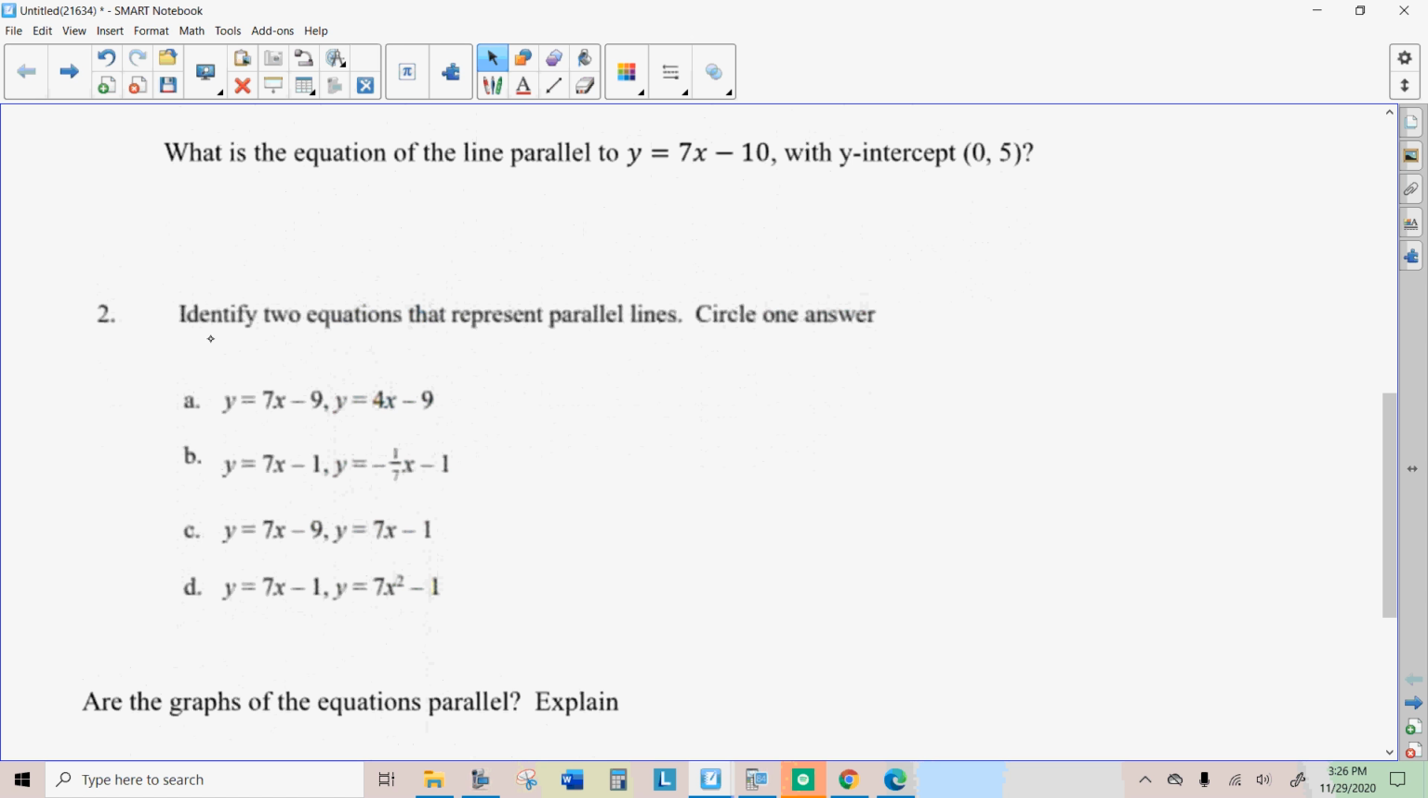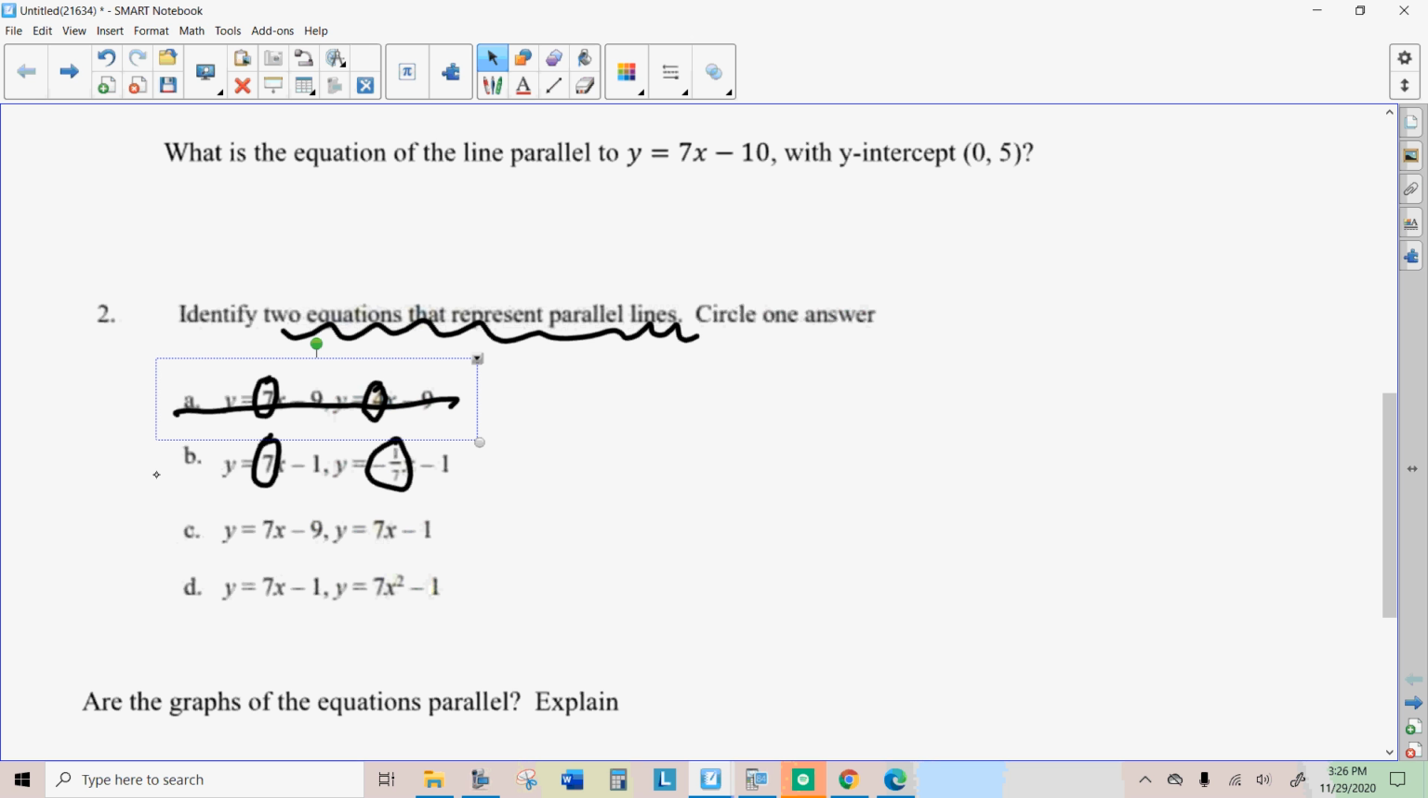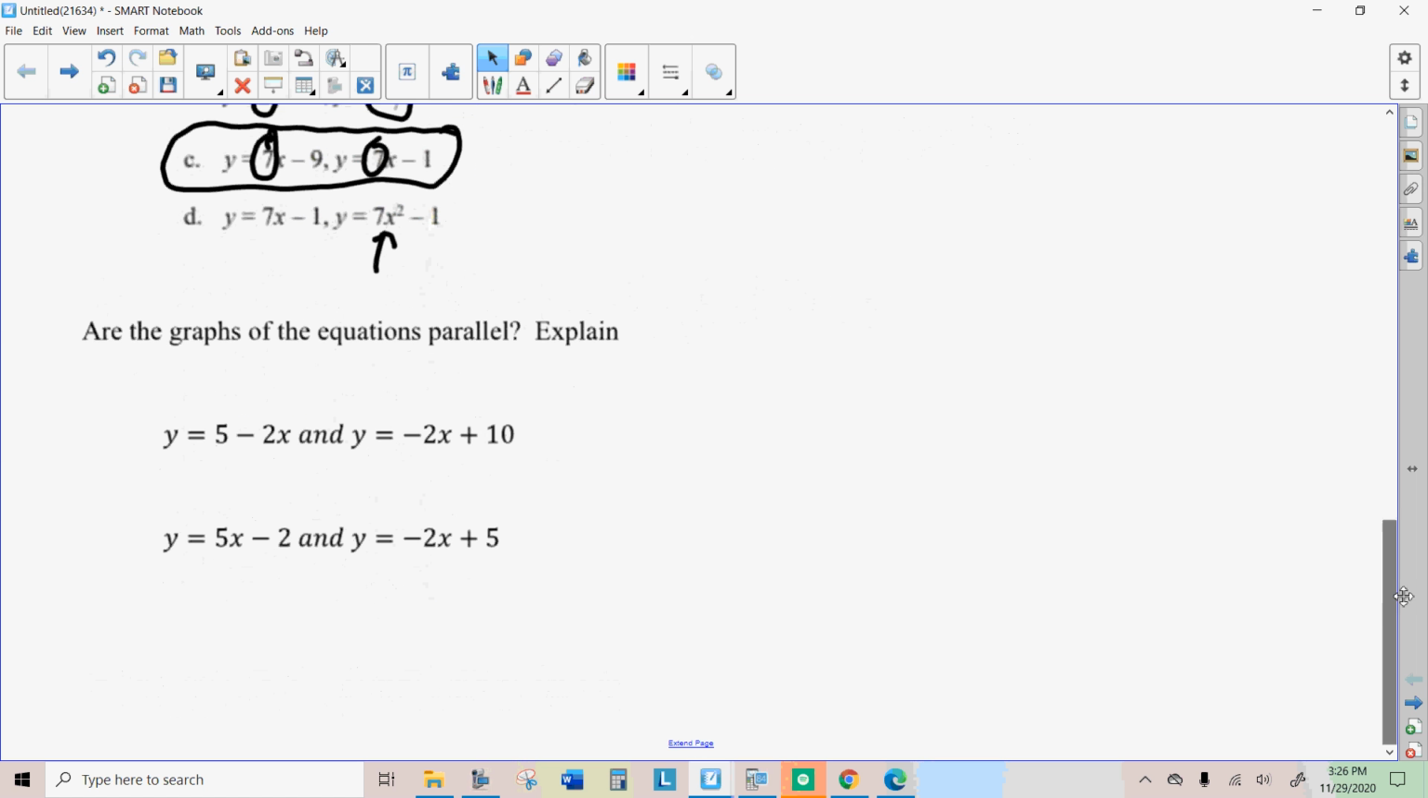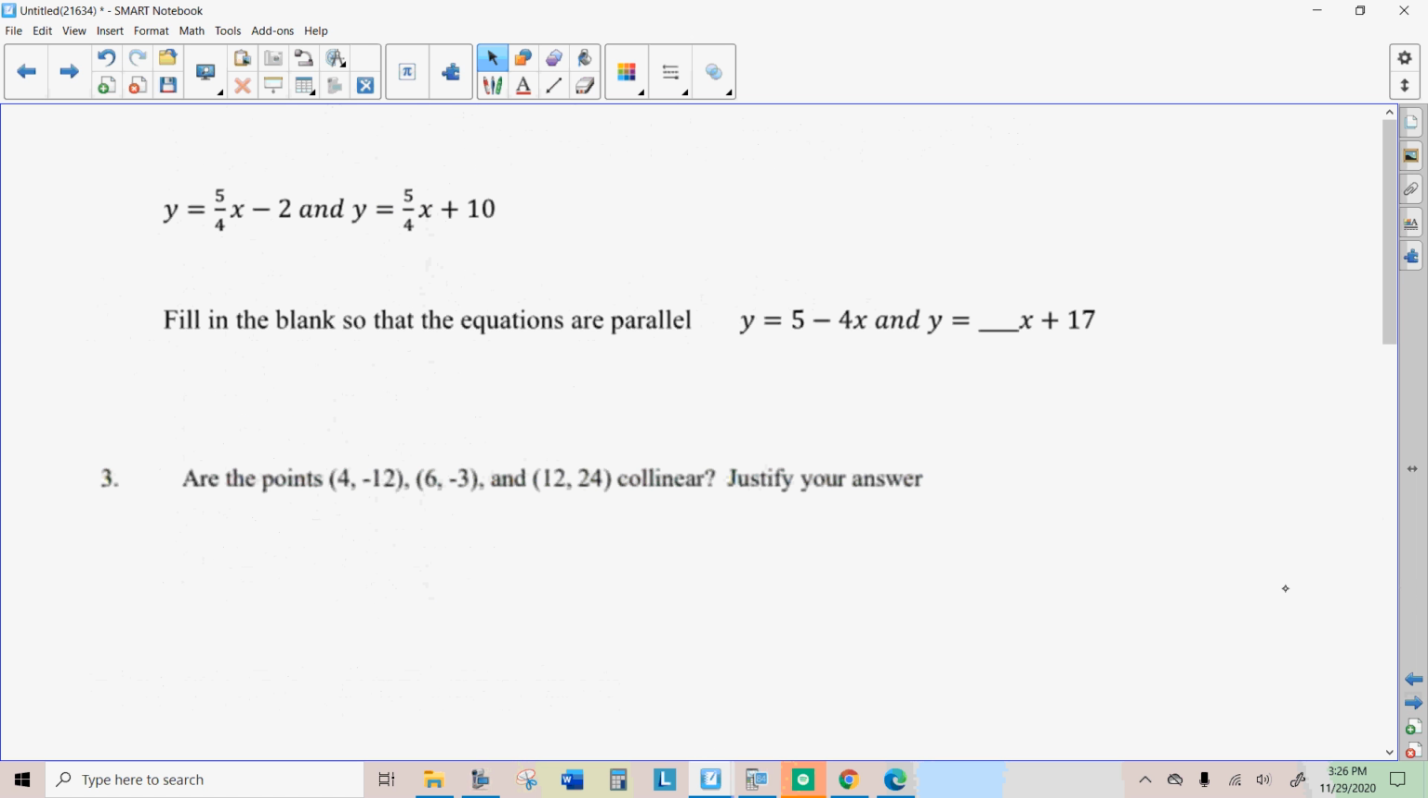We want 2 equations that represent parallel lines. So there are 2 equations in each one, and we just need to circle one of these. We basically want to make sure the coefficient is the same, not that one. Looking at the coefficient here, not that one. On this one, both coefficients are 7, and they're both linear equations, so we're going to take that one. The last one, again, when you have an x squared, that's not a linear equation.